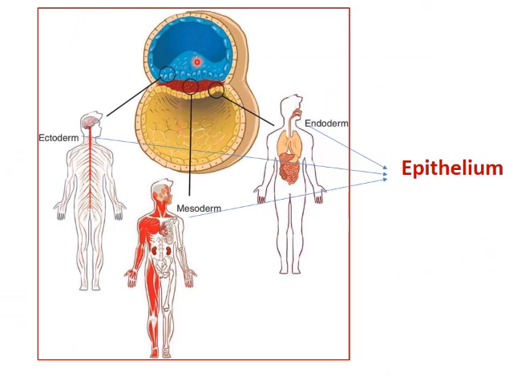There are 3 germ layers in our body: ectoderm, mesoderm, and endoderm. Epithelium is derived from all 3 germ layers because, for example, the epithelial lining of the oral cavity might be different from that of the glandular epithelium. So epithelium is derived from all 3 germ layers. It might be derived from ectoderm, mesoderm, or endoderm.